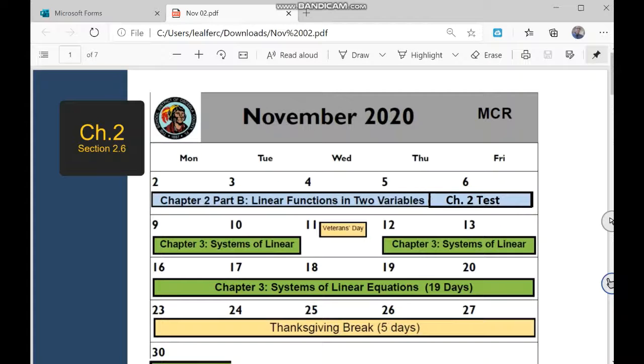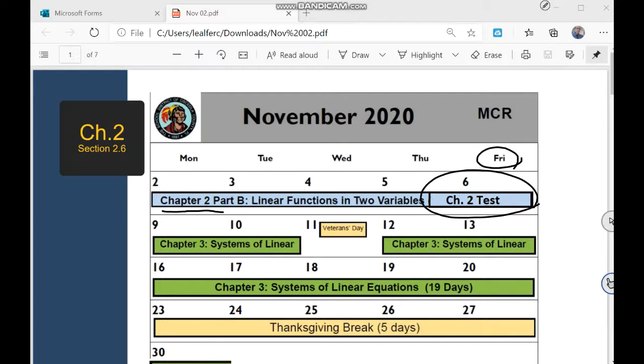Our calendar for November, and we're starting a new month. We're starting a new month and finishing one chapter. Chapter 2 is the last week. This one is the last week on chapter 2. We are finishing on Friday. We will have our tests, the chapter 2 tests.